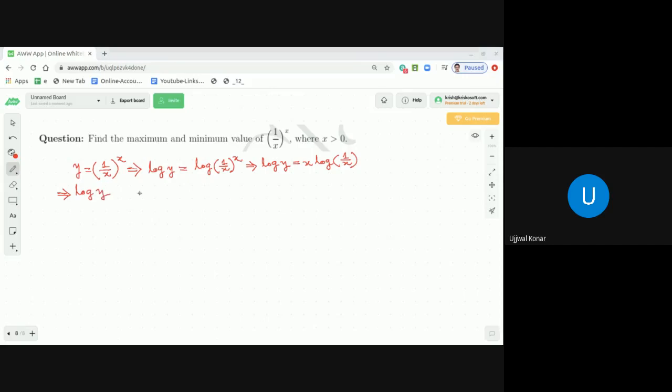That implies log y is equal to x into log of m by n, that is log m minus log n, that is log 1 minus log x. What is the value of log 1? Log 1 value is 0. So from here we can say, dear students, that log y is equal to x into 0 minus log x. Correct? So that implies log y is equal to minus x log x.